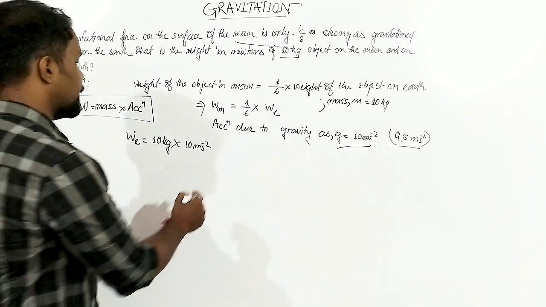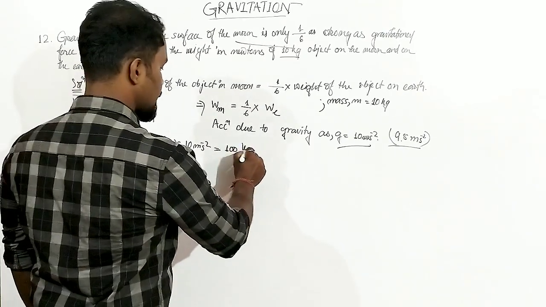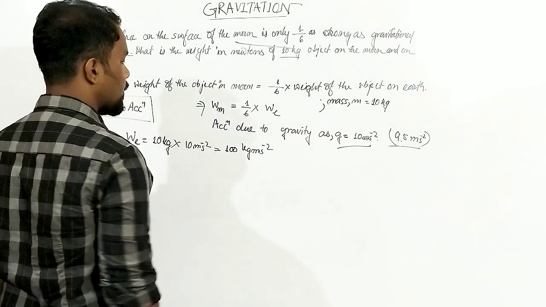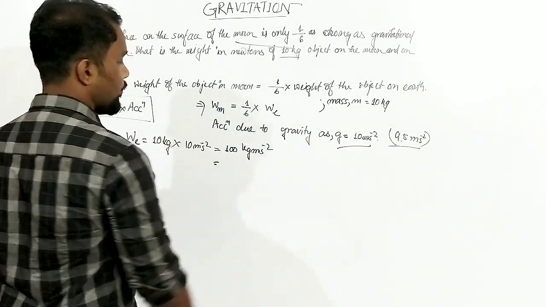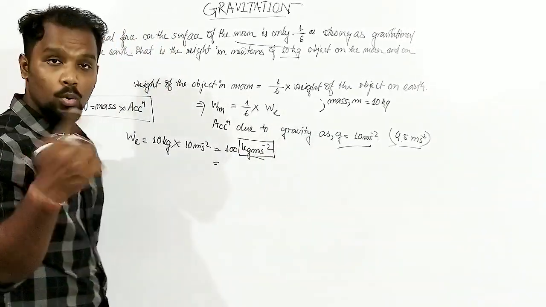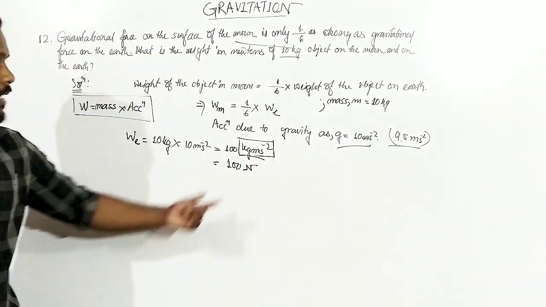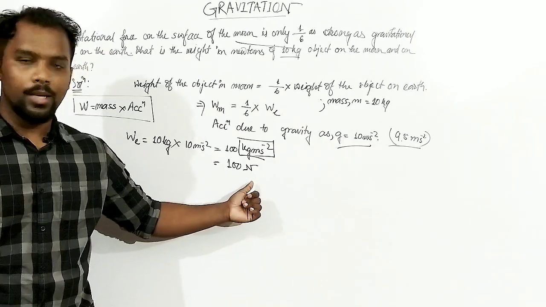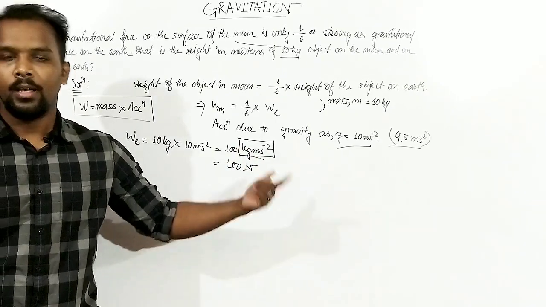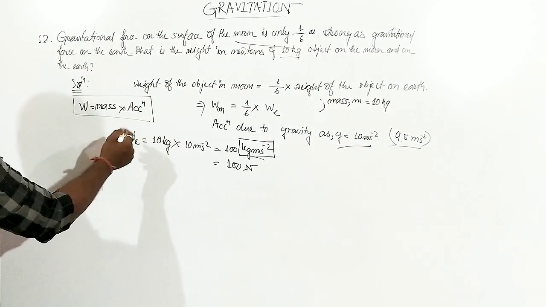Now you can multiply it: 100 kg meter per second square. What is that unit known as? Kg meter per second square is known as Newton. Kg stands for mass and meter per second square stands for acceleration. Mass into acceleration gives us force, and the unit of force is Newton. So 100 Newton is the weight of the object on earth.